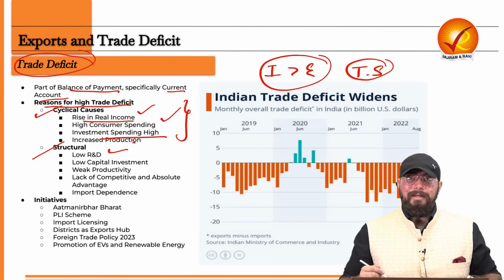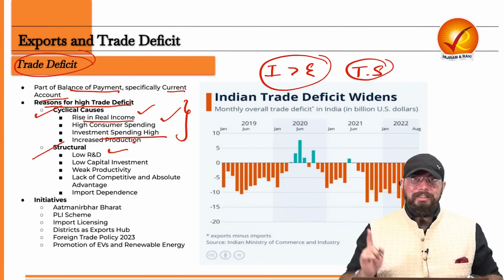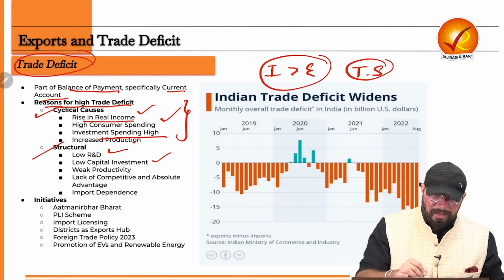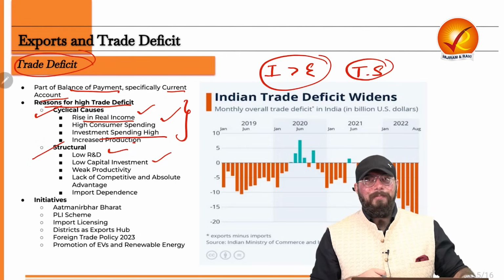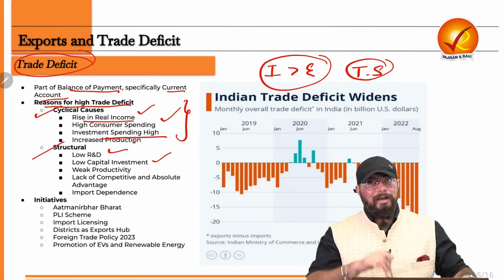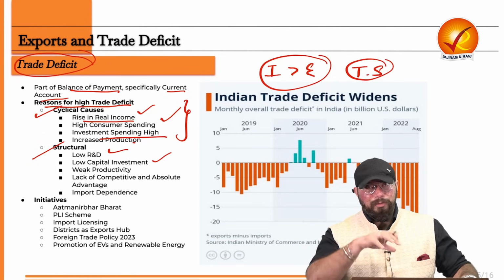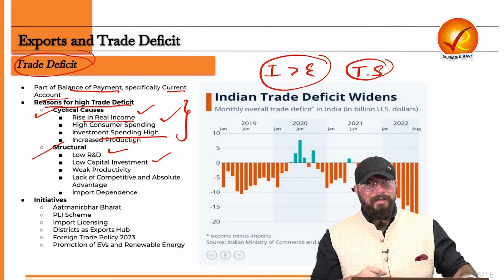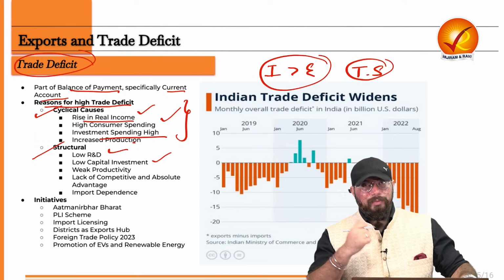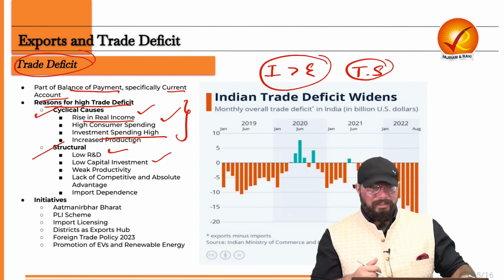So lower R&D is also a very specific reason for the widening trade deficit. Then lower capital investment. And if lower capital investment in our country is there, again we will require the goods from the other country to fulfill the void which is there in our country. So that is why our imports will increase and our export capability is not there.